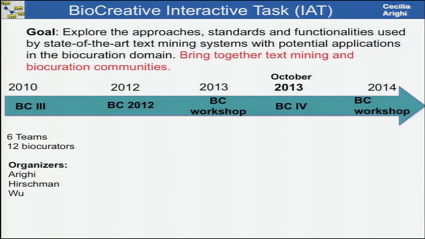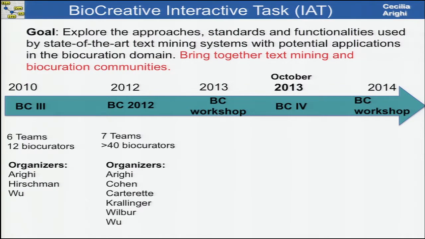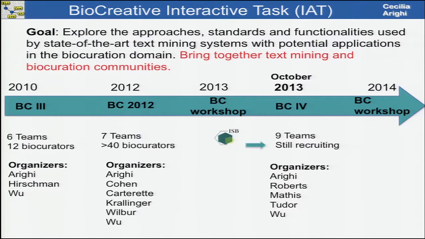So the goal of the interactive task is to explore the approaches, standards and functionalities that are used by state-of-the-art text mining systems, and basically see if they can be used for biocuration. We already have 3 runs and 1 workshop. Different teams have participated, text mining teams, and we are currently recruiting biocurators for the next round.